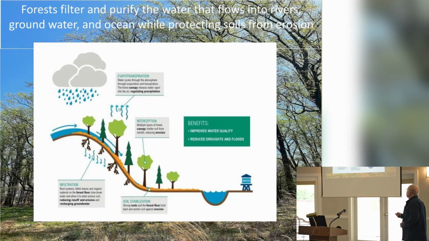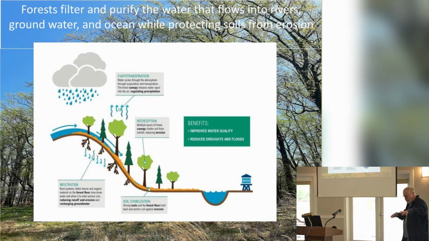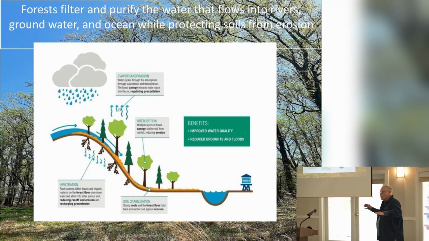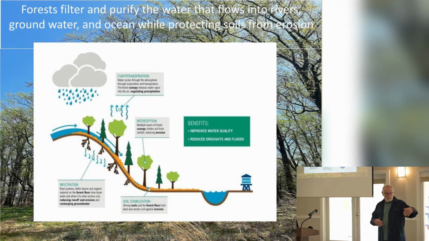Forests filter water and purify water that flows into the rivers and into the bays. When the rain falls on the unprotected ground, even the water droplets, as they hit the soil, can break up the soil. Then when the water runs across the surface, because it's not absorbed, all that sediment and soil gets washed away, and it gets washed into the waterways and into the Chesapeake Bay and other estuaries.